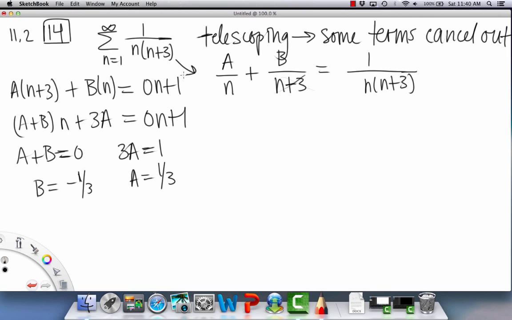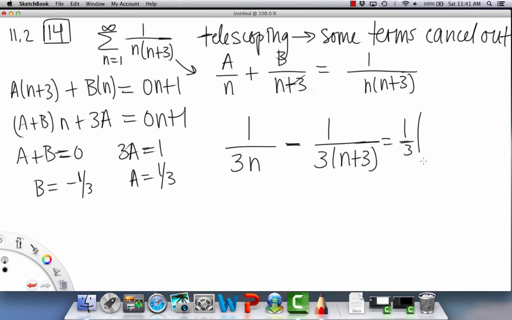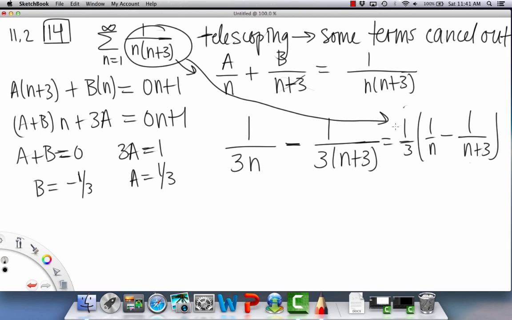So this just means that we can rewrite our sequence as 1 over 3n, because now we have A over n, plus a minus 1 over 3, because B is negative 1 over 3, times n plus 3. From here, I'm going to take out the 1 over 3 to make it simpler. So we just have 1 over n minus 1 over n plus 3. This is just a different form of what we have here. I just transformed that into this, so it makes it a little easier to calculate.